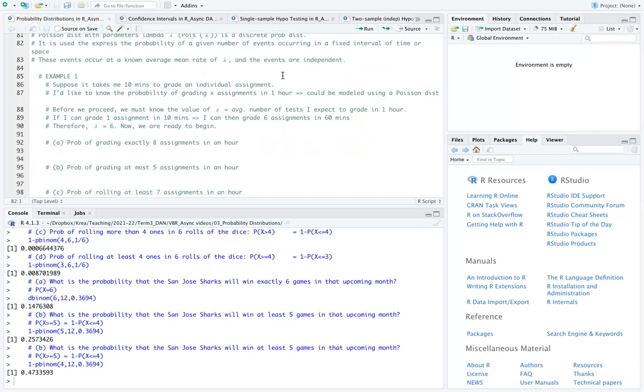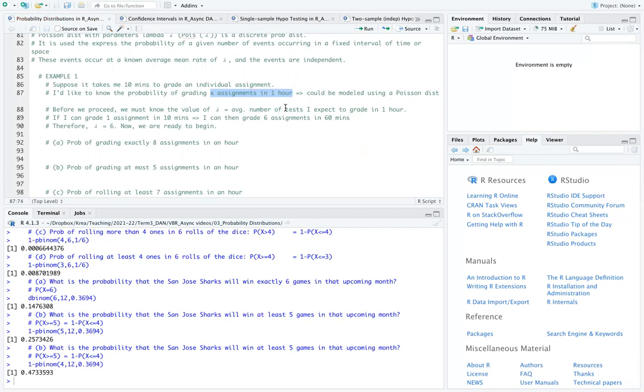Suppose it takes me 10 minutes to grade an individual assignment, and I'm interested in finding the probability of grading X assignments in 1 hour. So this essentially is asking about X events in a given interval, which is 1 hour. And it fits the classic definition of a Poisson distribution, so we'll use it.